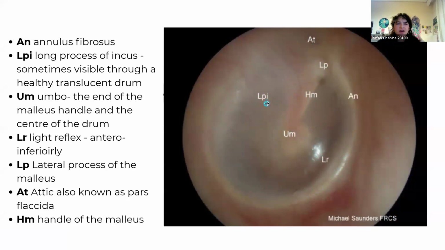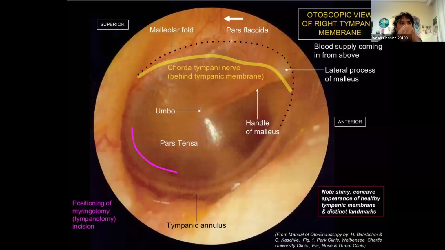Honestly, even if you paid me $1 million, I wouldn't be able to tell you that I can see the lateral process of the incus, but it is supposed to be there. If you're a professional ENT doctor, you're going to see it, but me personally, I can't. But yeah, I hope the otoscope is clear. This is just a few more pictures.